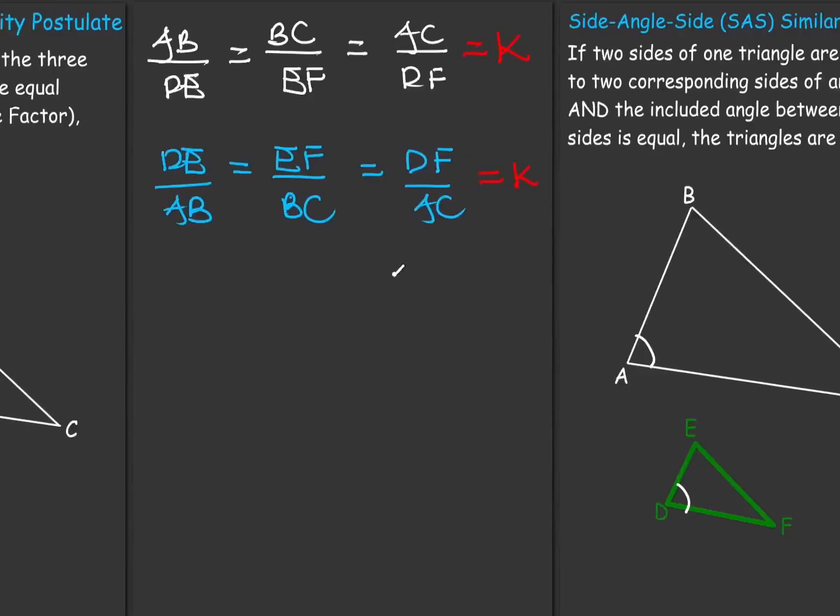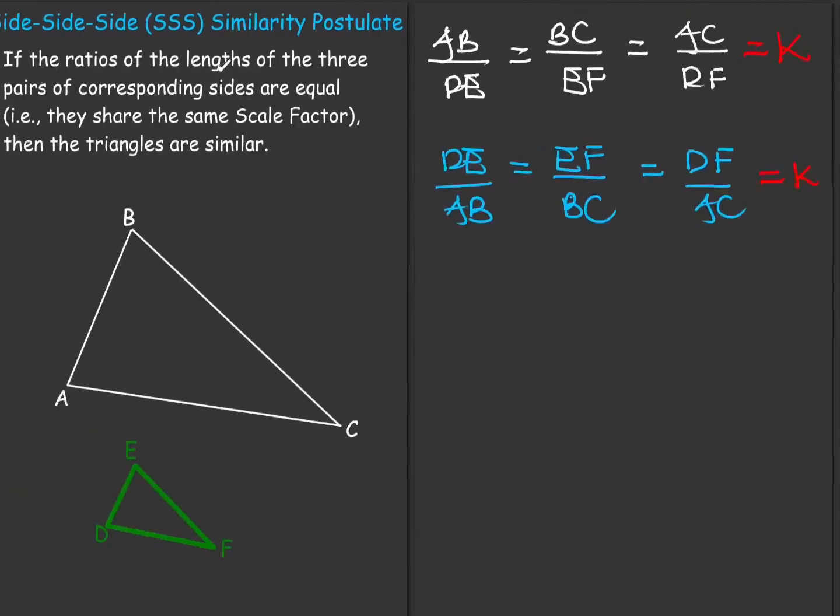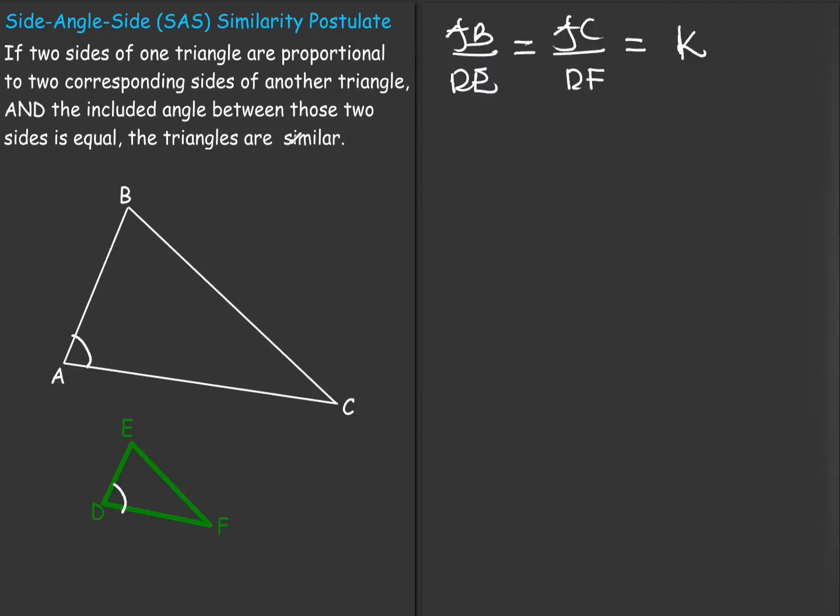You remember, if we were to use the side similarity postulate, you have the third side. But for the side-angle-side, you have only two sides, and then an angle. So if you find the ratio of the two sides and they are the same and the angle between them are also the same, then we can say by the SAS similarity postulate, the two triangles are similar.